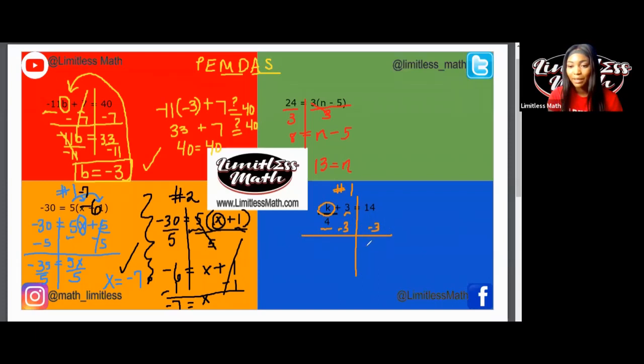14 minus 3 would give us 11. So 11 equals k over 4, because we know those 3s cancel. And here we have k divided by 4, so the opposite would be to multiply both sides by 4. And when we do that, we end up with k equals 44. We will check that in a moment. Let's take a look at method 2 for this equation.